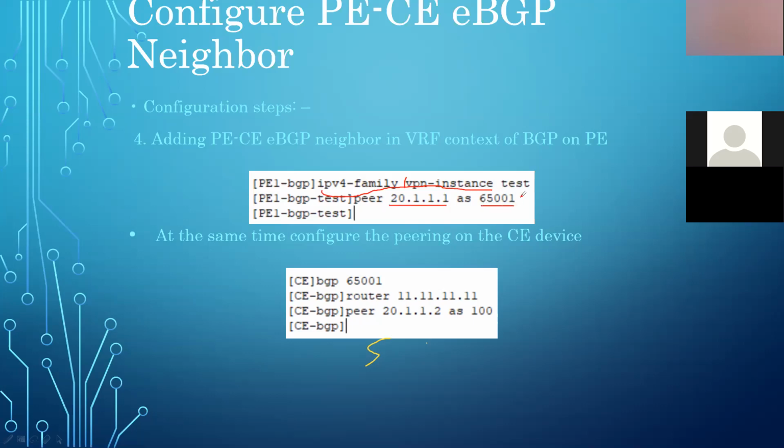This is the AS of the customer edge, and the same will be done here. On the customer edge, normal eBGP peering will be done like this. And we will also, I forgot here, advertise our internal network with this command, network 11.11.11. That means this is the internal network.